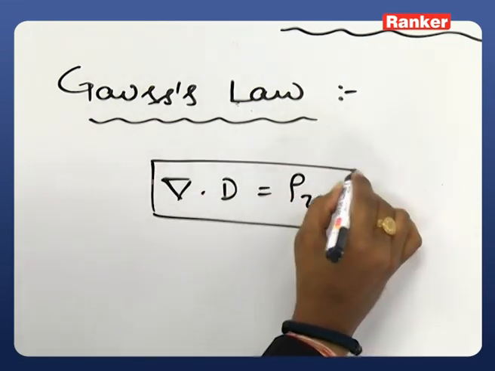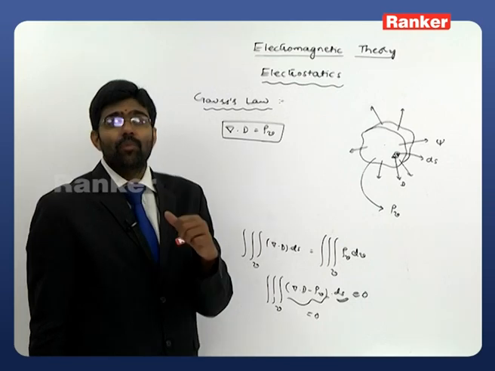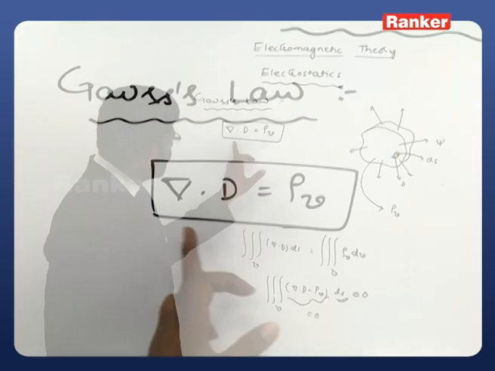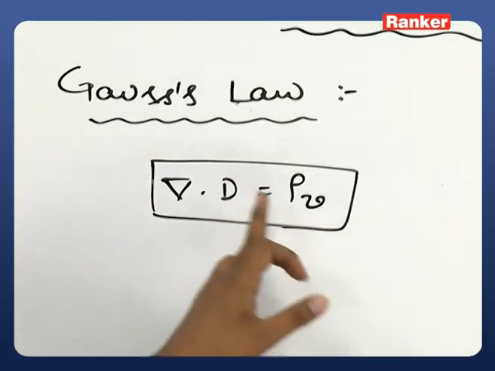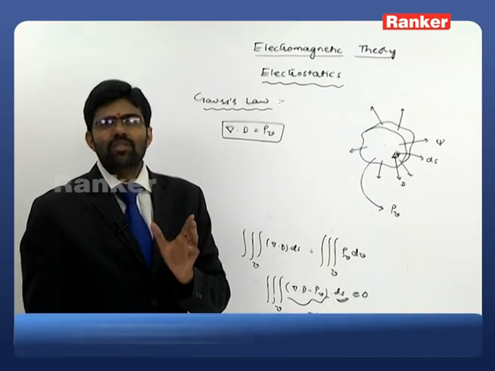This particular equation is very useful in our electrostatics, and it will be useful for the calculation of many parameters. Del dot D is equal to rho v is called the Gauss law equation, and in other words it is also called Maxwell's first equation.